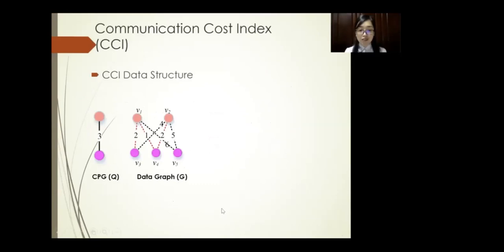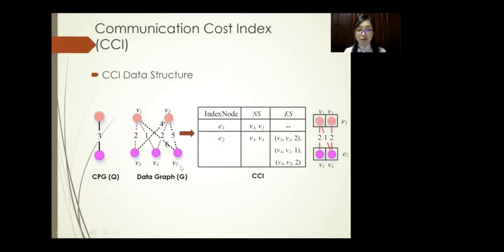First, a CCI is constructed to compactly encode all possible embeddings of Q in G. Suppose there are two nodes in Q. Their matching nodes are V1, V2, and V3, V4, V5 respectively. Then there will be two index nodes in CCI.